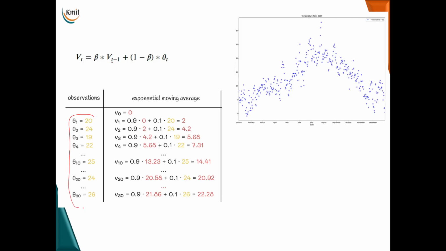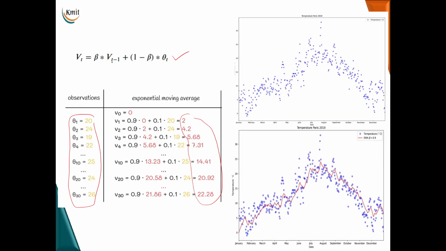Here is a numerical example. These are the theta 1, theta 2 values, and these are the exponentially weighted values using this equation. In this graph you can see that previously you had more complex data points, the blue colored points, and a smooth series of values is found using the exponentially weighted moving average.